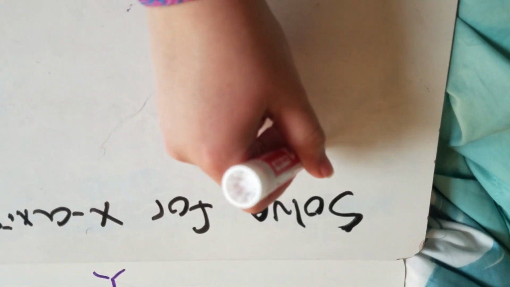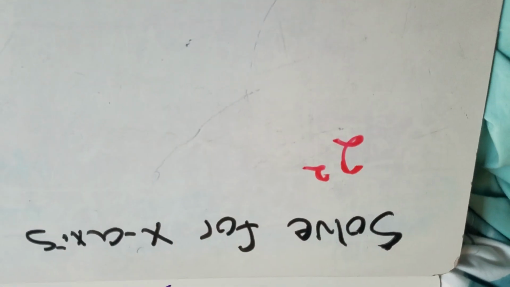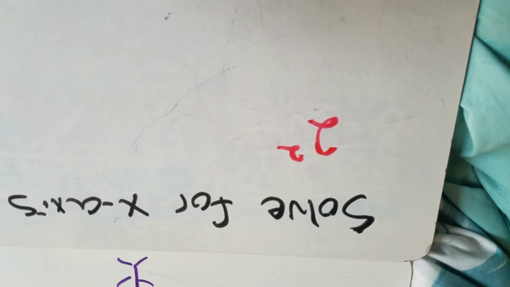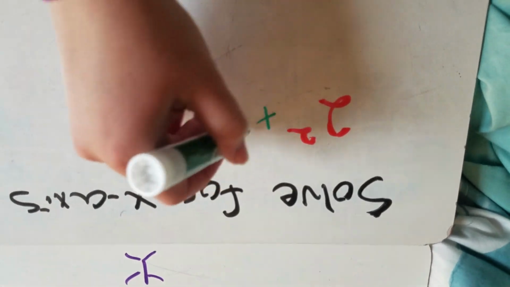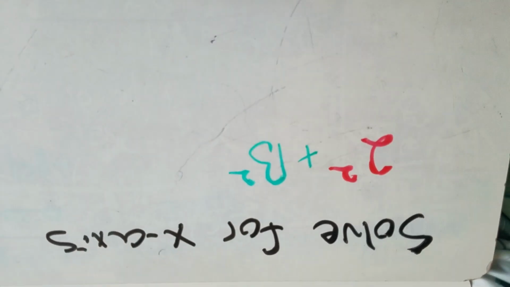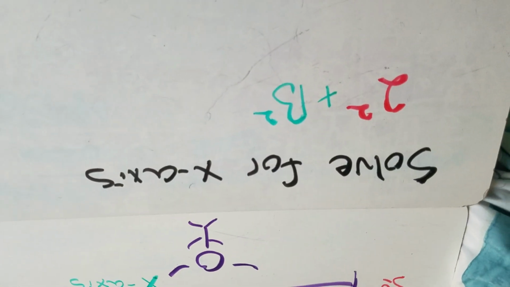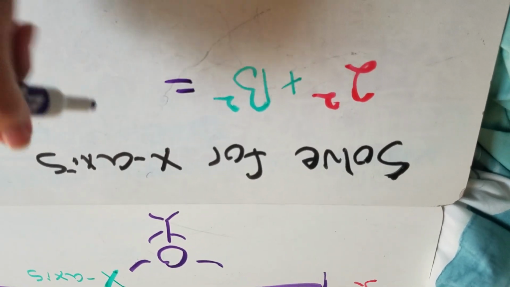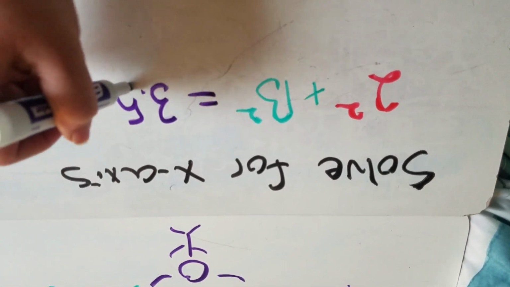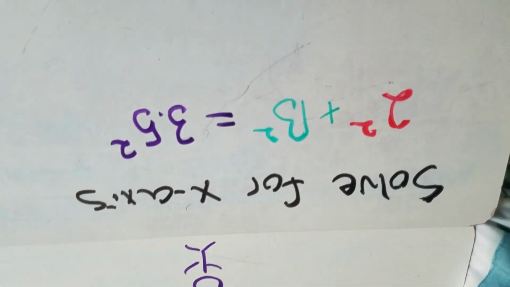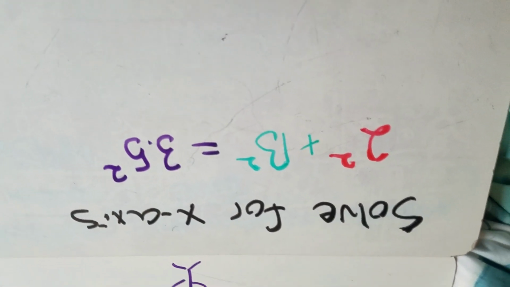All right. Now my a squared, I'm going to use my 2, plus my b squared, which I do not have. That's my x-axis, remember. But we do have our c squared, which is at 3.5. All right, let's do some math here.